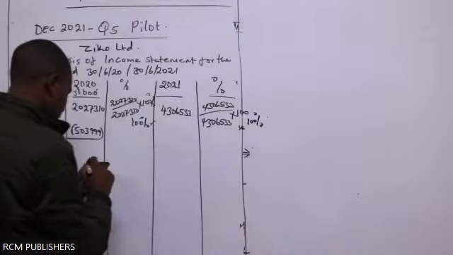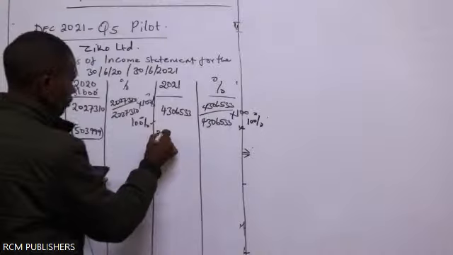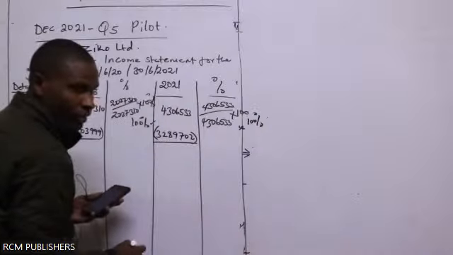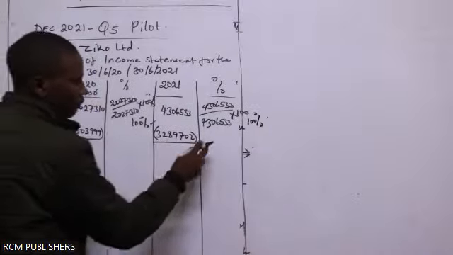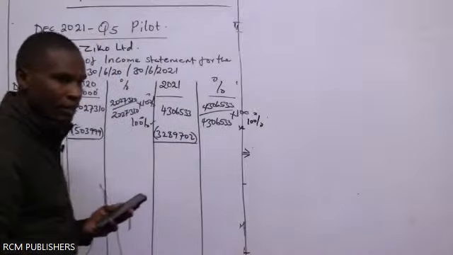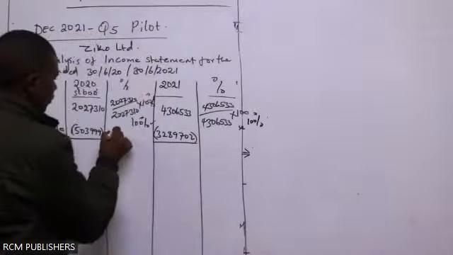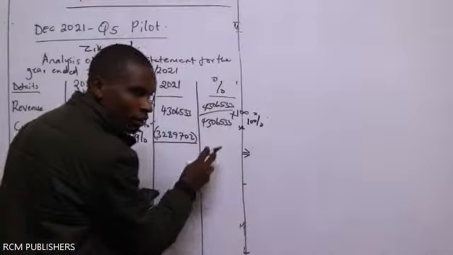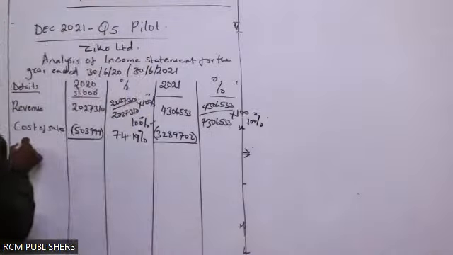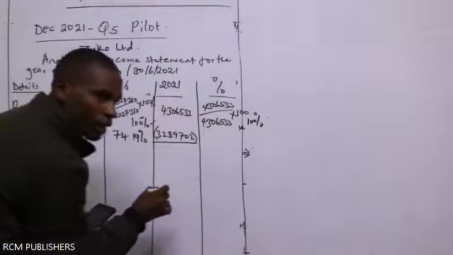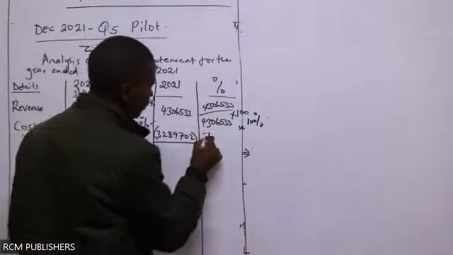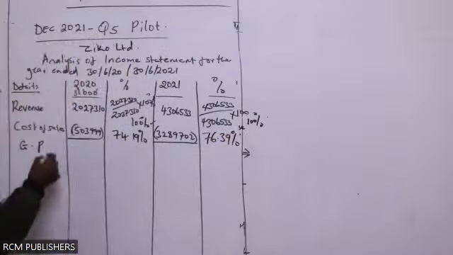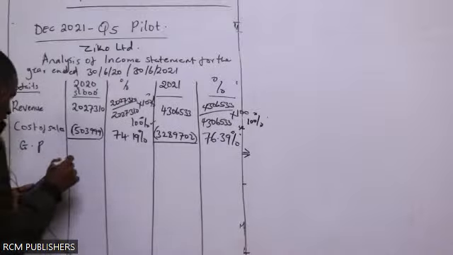For 2020, then 32,89,72. Tumepata percentage gapi hapa? 74.19%. What about this one? Good to gross profit. Ingine 76.39. I like this percentage. We move to gross profit. Gross profit is 523,311.